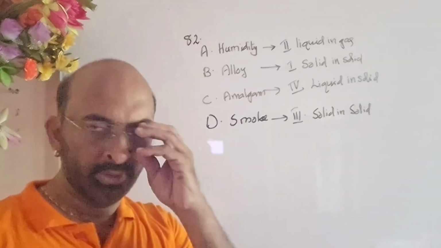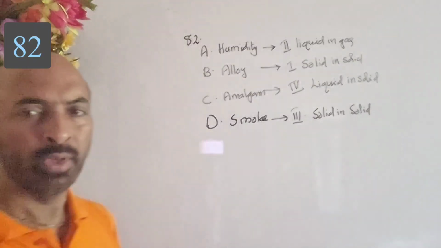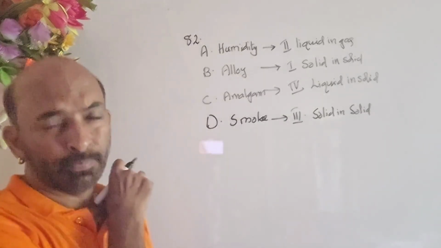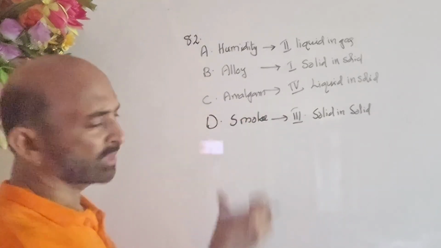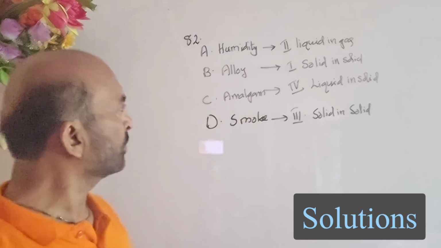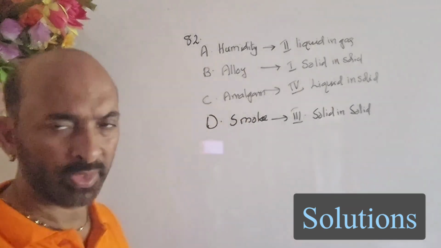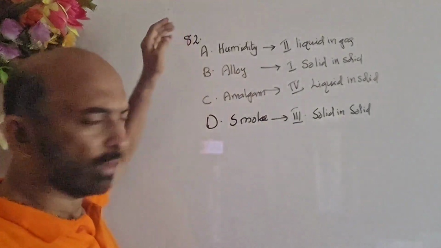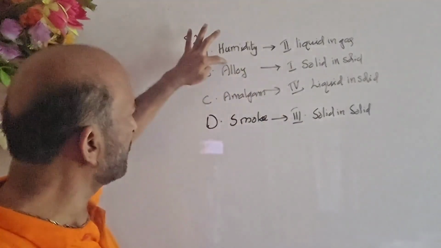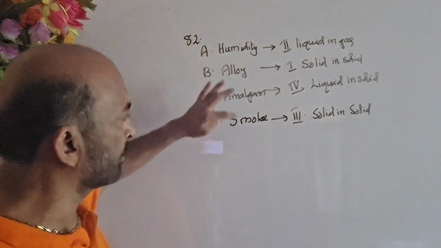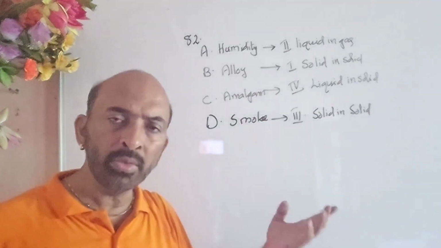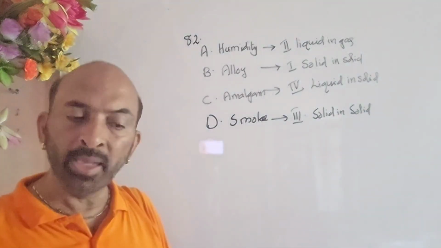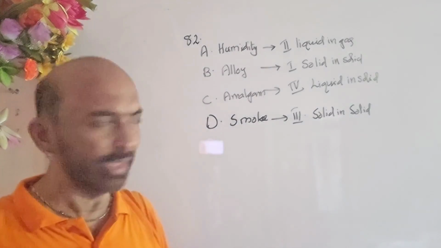The next question, question number 82. It can be said to be from the chapter solutions or the practical, because there we discuss some solutions. So either way, okay. What is it? It is a cross-matching type question. In the first column you have humidity, alloy, amalgam, smoke, and you have to cross-match with which type of class it is, like solid in solid, liquid in solid, like that.